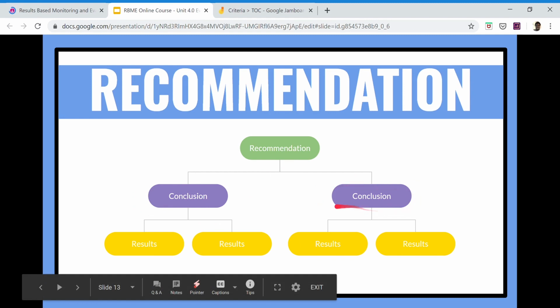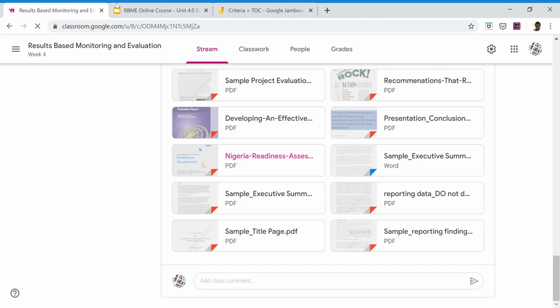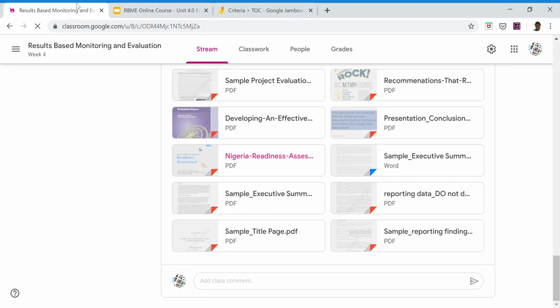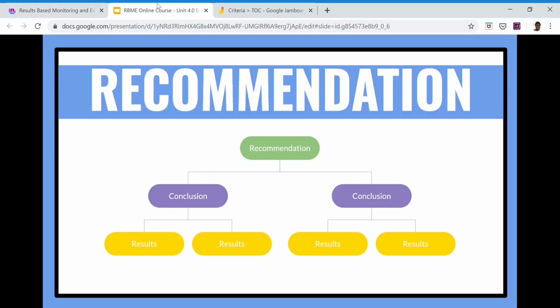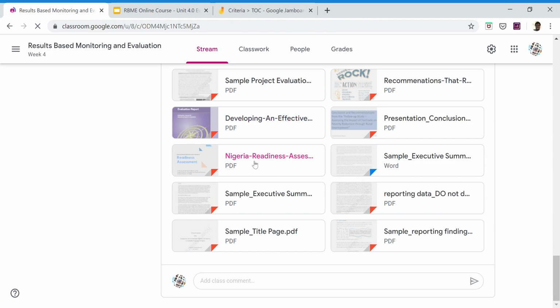So it's not necessary that you talk about the conclusion again. You focus on the action word, the things that you want the policymakers to do. That's very important. You could actually summarize the evidence, which is the finding, in summary, and it's important to indicate what we're supposed to act on.